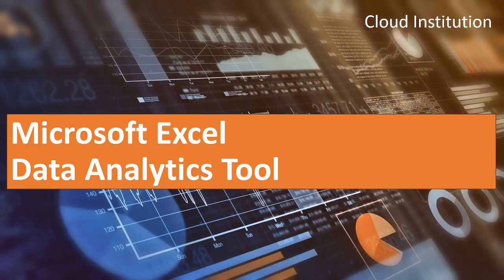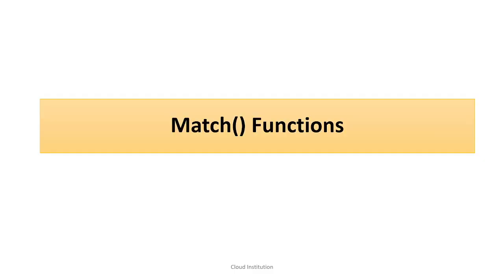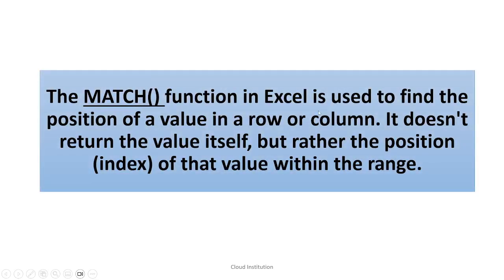Hello friends, welcome back. Now with regards to the lookup functions, we have another important function which is the match function. Basically, the MATCH function in Excel is used to find the position of a value in a row or column. It does not return the value itself but rather the position or index of the value within the range. Match can be used inside other functions, which we will see as we proceed. So right now let's understand how match actually works.